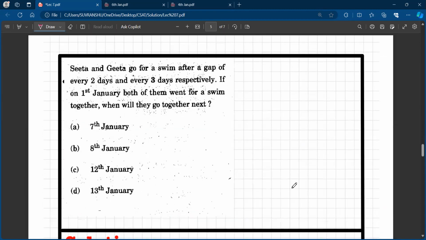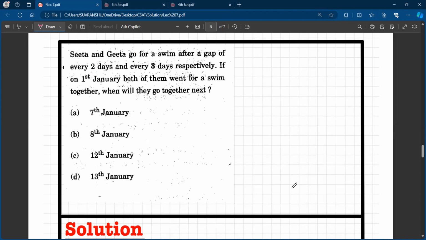Now coming to question number 4. Sita and Geeta go for a swim after a gap of every 2 days. This is a key word that you need to know. Please make a note of it. Usually students commit a mistake. I'll tell you what is the mistake. Sita and Geeta go for a swim after a gap of every 2 days, every 3 days, respectively. That means Sita goes after a gap of 2 days, Geeta goes after a gap of 3 days.